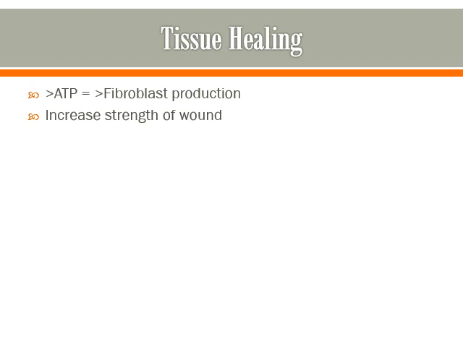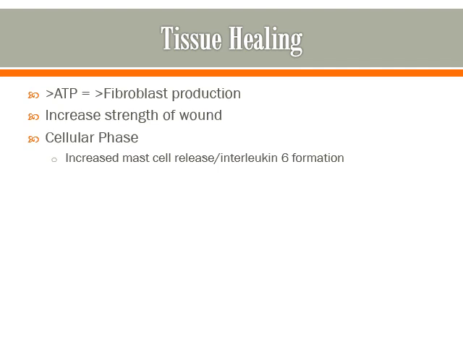Now what's going to be important is understanding that through the different phases of tissue healing, there are going to be significantly different effects. During the cellular phase, as far as a lot of what goes on during inflammation, you're going to get increased mast cell release and interleukin-6 formation. Interleukin-6 is just an inflammatory regulatory substance. For lack of a better way of putting it, it keeps the inflammatory phase moving along as it should.